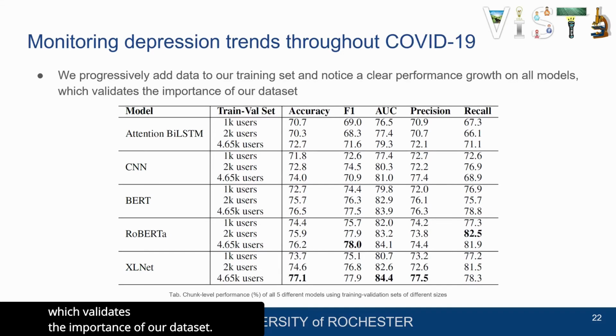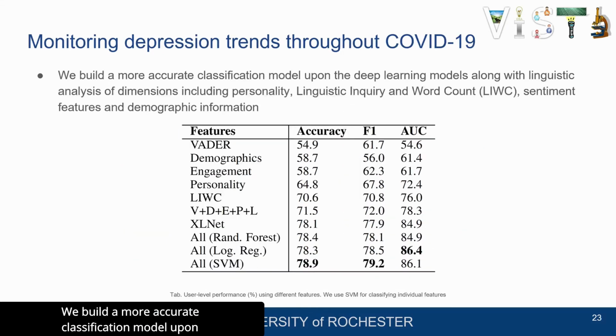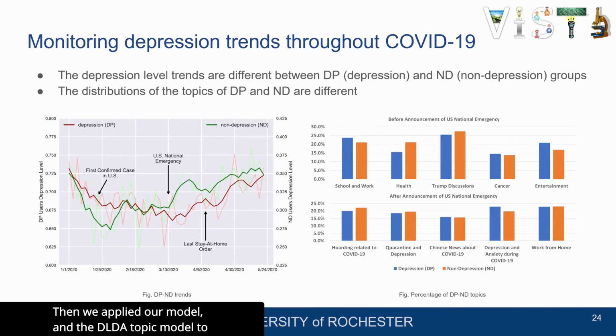importance of our dataset. We build a more accurate classification model upon the deep learning models along with linguistic analysis of dimensions including personality, LIWC, sentiment features, and demographic information. Then we applied our model and the LDA topic model to the Twitter users. The depression level trends are different between DP and ND groups. The distributions of the topics of DP and ND are different.